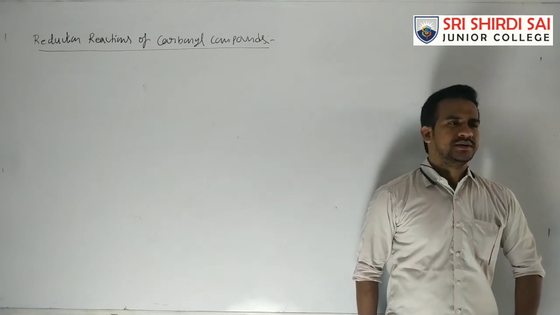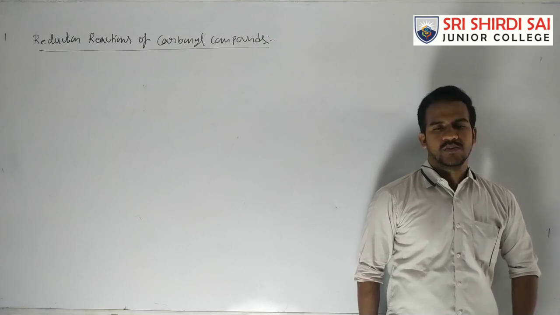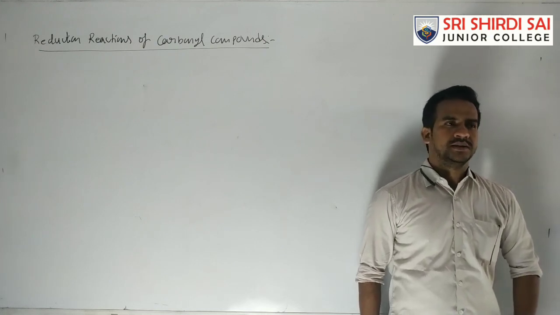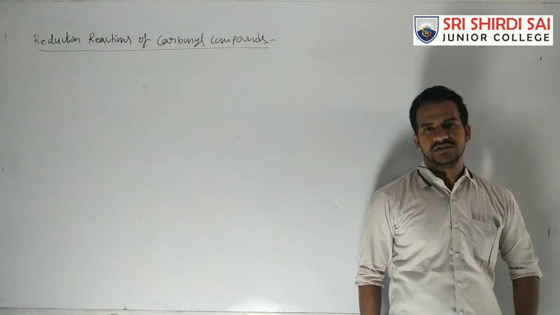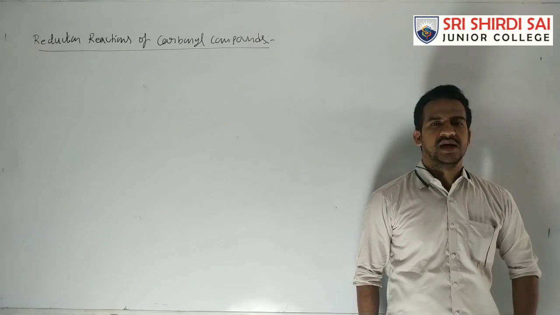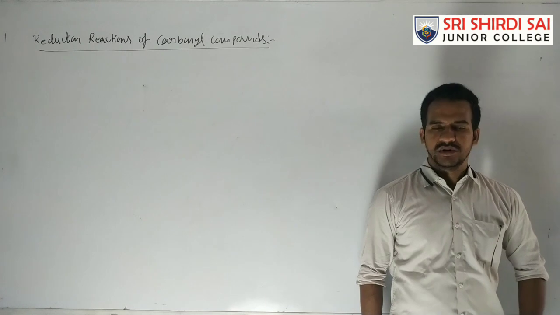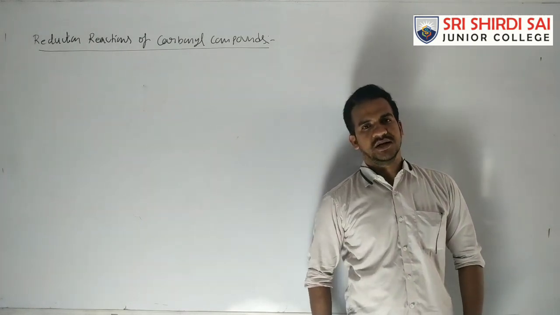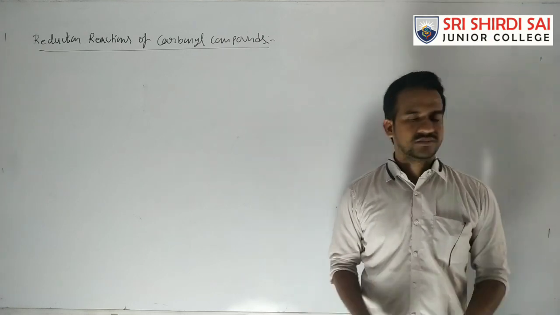We already completed reduction reactions in the second chapter, that is, alcohol preparation methods. That means carbonyl compounds with reduction using lithium aluminum hydride, sodium borohydride, and some more reagents, diborane, catalytic hydrogenation, DIBAL-H. All those reduction reactions we completed in alcohol preparation methods. And next, some more reduction reactions are there.